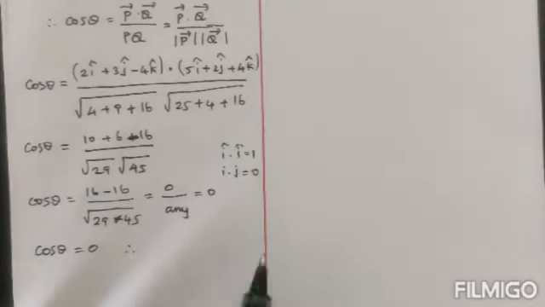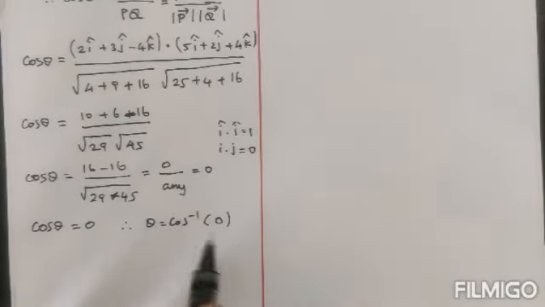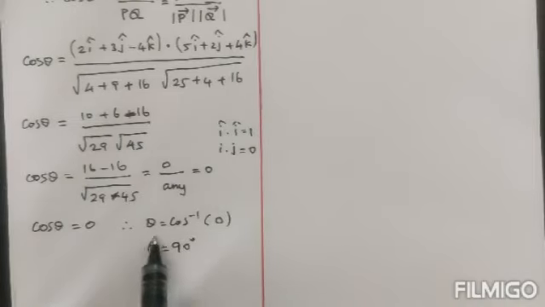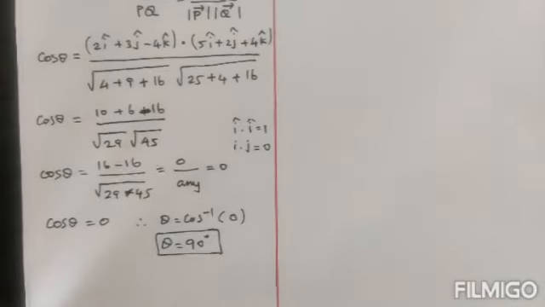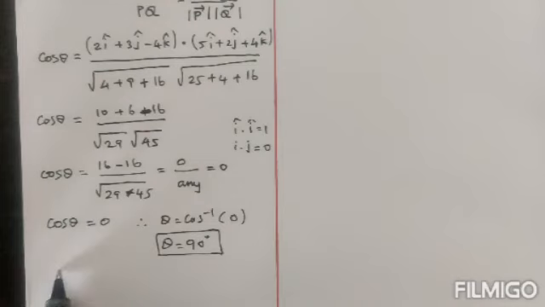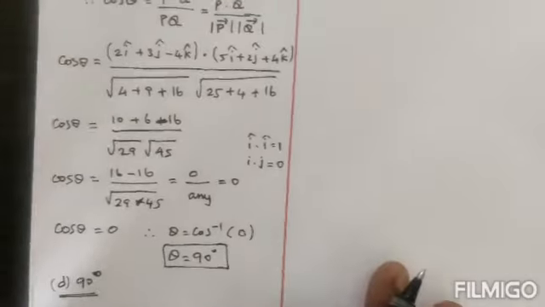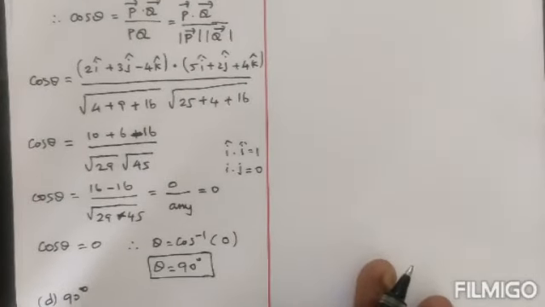Therefore theta is equal to cos inverse of 0. When will the cos value be 0? If the angle is 90 degree. So in this question, option D, the fourth option, 90 degree is the answer. Okay, thank you.